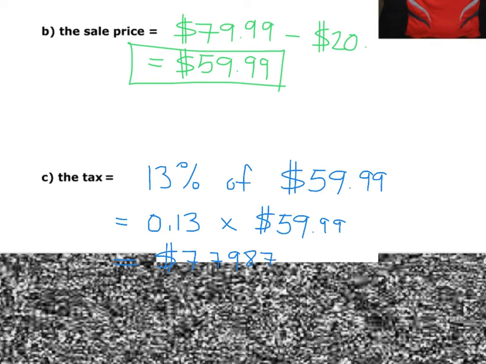7.7987. We're going to round this to the nearest penny. The nearest penny is right here, 2 decimal places. So should I leave this as a 9, or should I make this go 1 penny higher? Well, the next number is an 8, so I'm going to add a penny to this. So instead of $7.79, it's going to be $7.80. That is how much tax that Mr. Eid will have to pay.